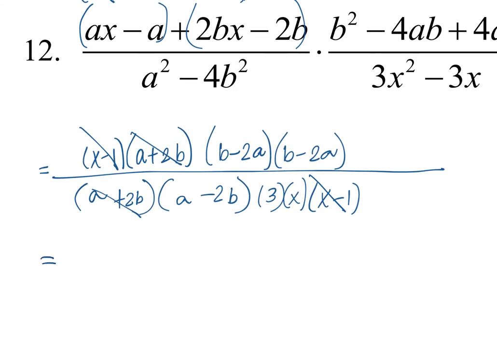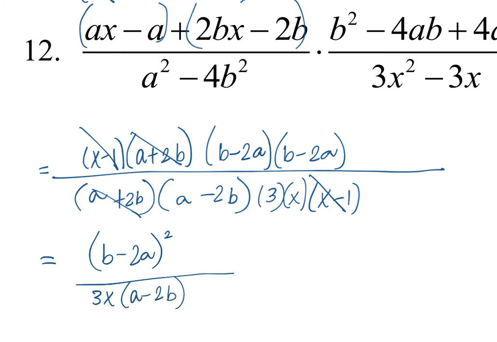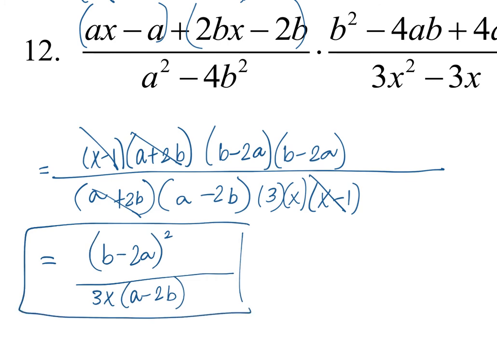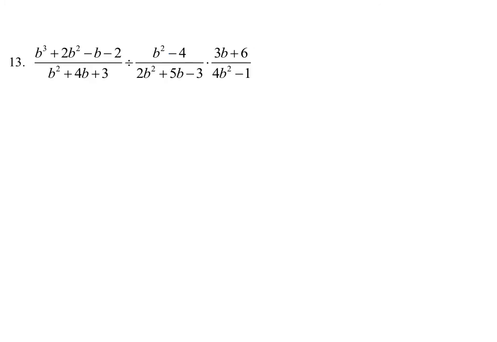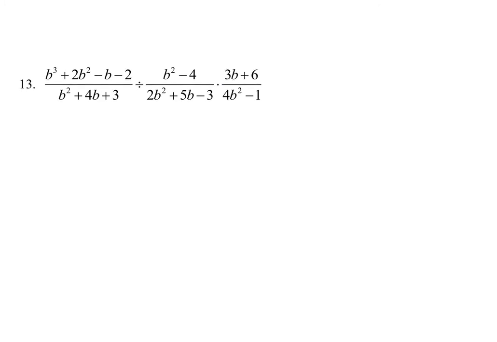So that would be b minus 2a squared in the top, because there's 2 of those, and 3x times a minus 2b in the bottom. On number 13, don't let that trip you up. We're just going to rewrite the middle. We're going to flip it, and then the whole thing will be a multiplication problem.